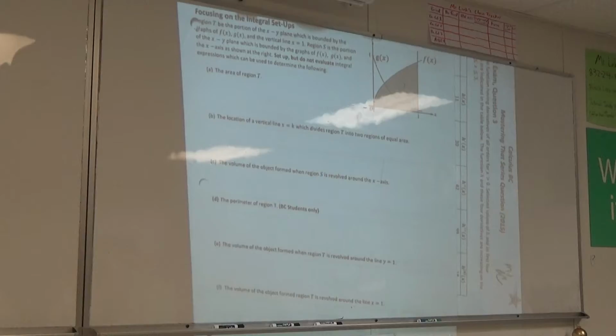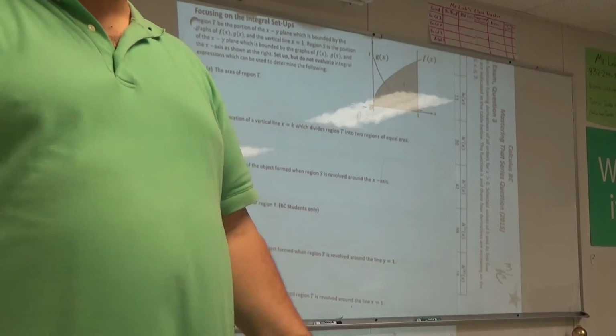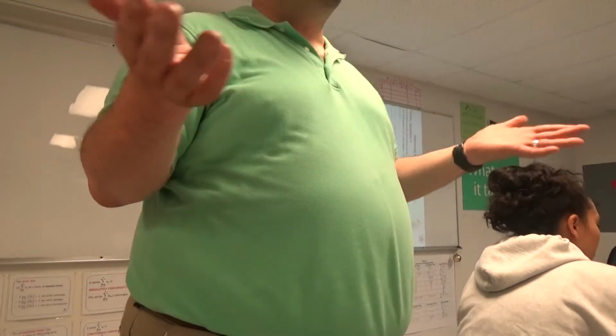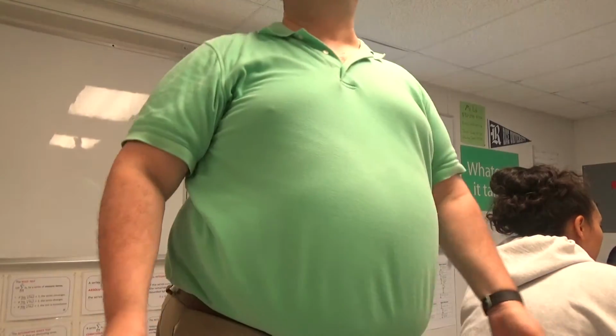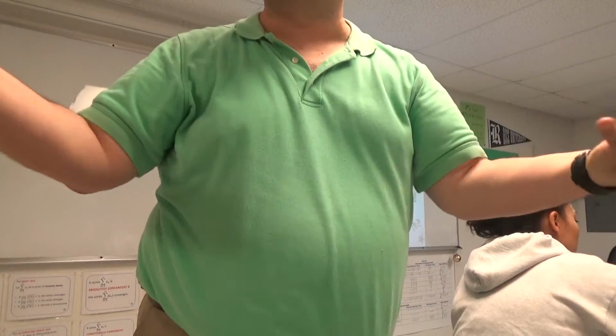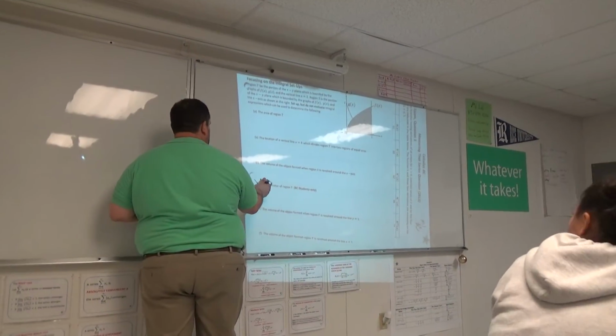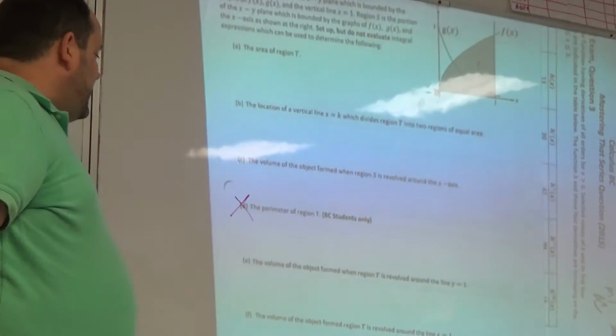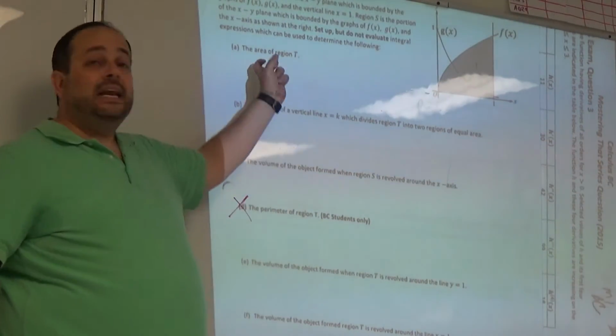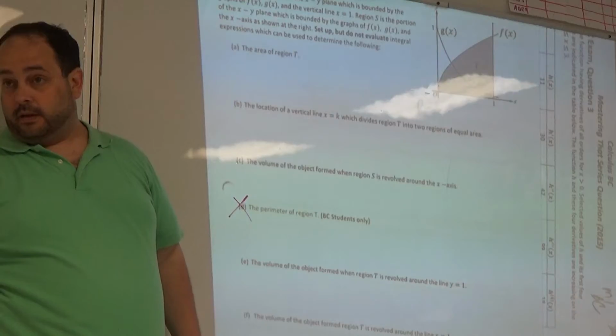Great. What didn't I give you? The equation. I didn't give you something you can type into the calculator. But instead I gave you the graph. I gave you a picture. So what you guys are going to do for A, we're not going to do D, that's only for BC students. For A through F, you're going to set up an integral expression for me.